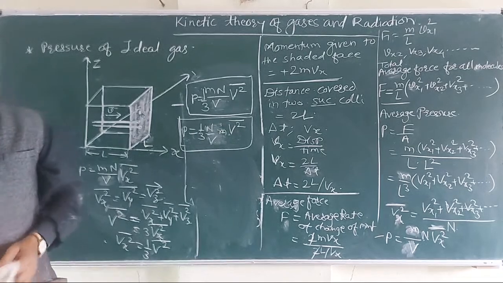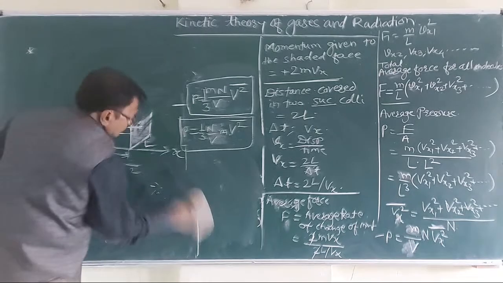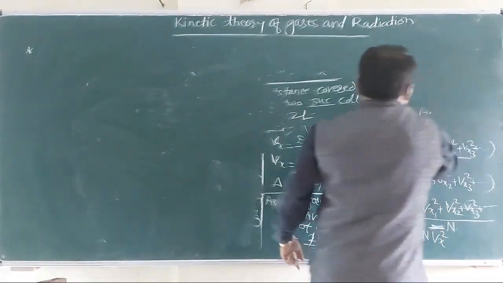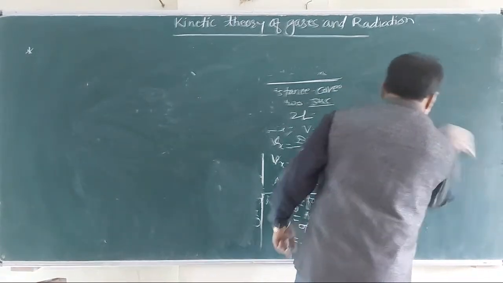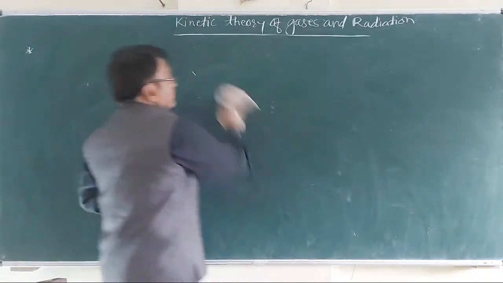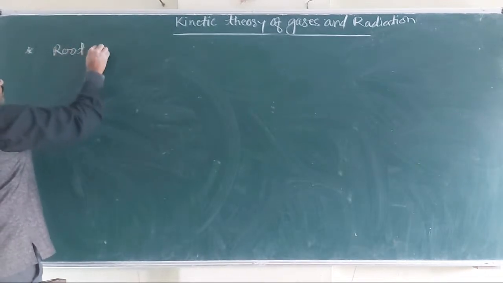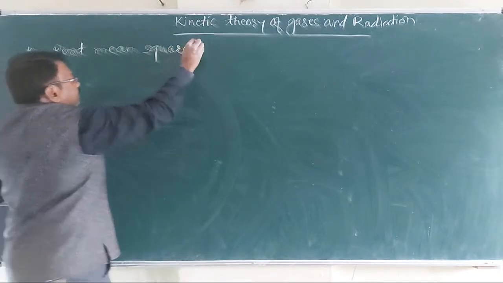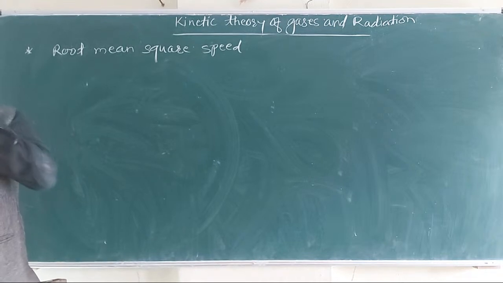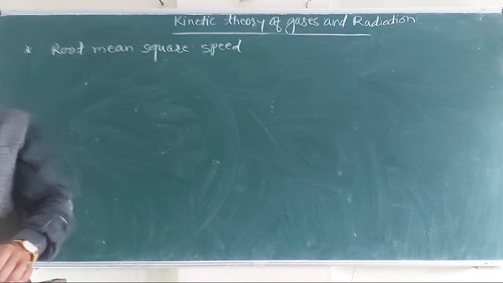Next point is root mean square speed. Next point जो आहे तो काय आहे, root mean square speed. रूट मीन स्क्वेअर स्पीड त्याला आपण आर एम एस स्पीड किंवा आर एम एस वेलॉसिटी असं म्हणतो. आणि मग ही व्हॅल्यू जी आहे ती कशी येते, किती येते ते आपण फाइंड आउट करणार आहोत.